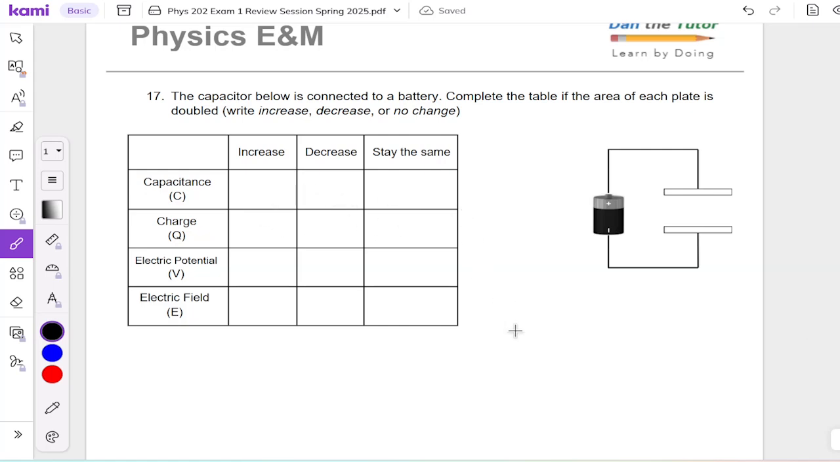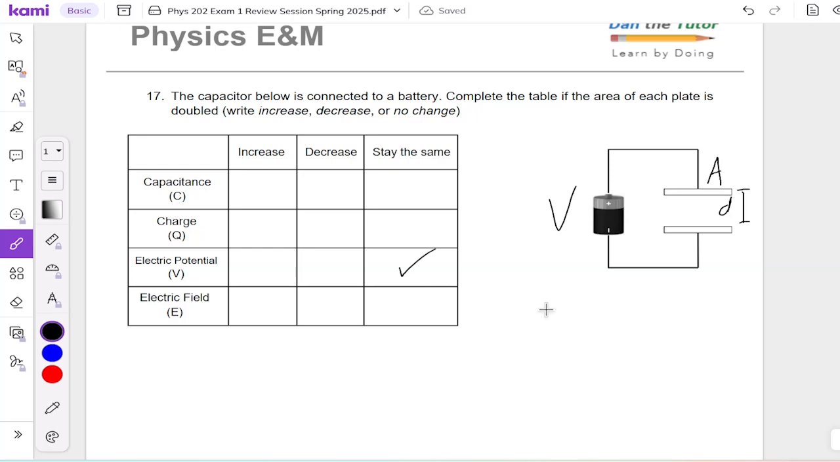That's fine. But here's what I'm going to say. We have some voltage, V. We have some distance, I'll call it D. The area of each plate is doubled. Well, let me just call that A for now. And that's kind of all I know right now. Actually, one more thing I know. I'm connected to the battery, so without even thinking, electric potential is going to stay the same. Fantastic. Now I have to think about the other three.